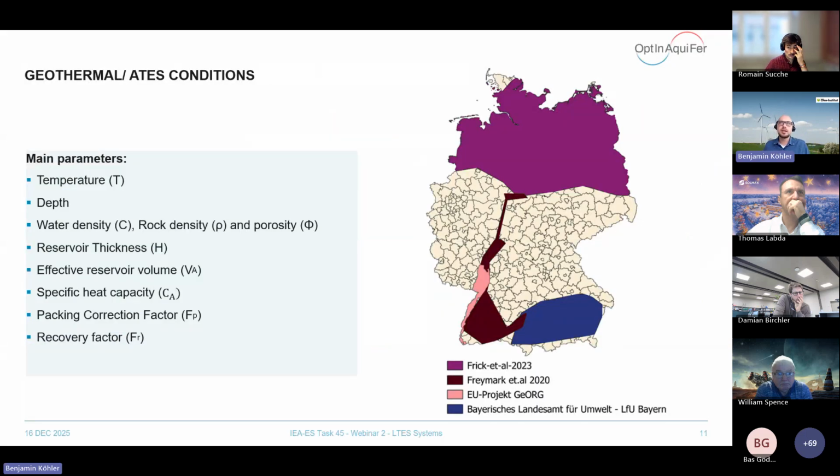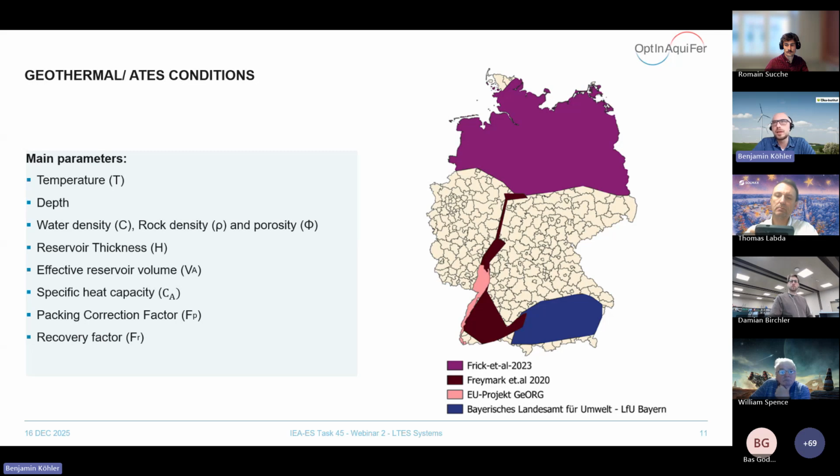For the underground, you can see here on the right-hand side the covered areas where we found enough data to do a first assessment of the ATES potentials in the underground. I have to say that we focused on higher depths than it was done in the Netherlands in the project Bas just described. We focused on depths between 500 and 1,500 meters for several reasons.